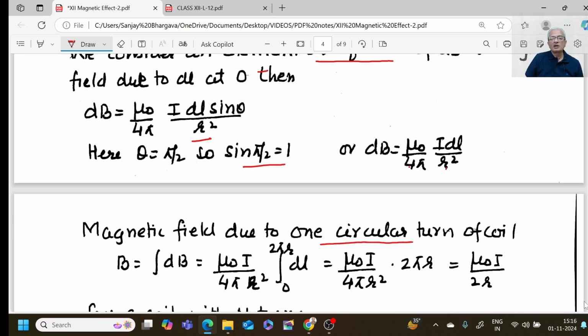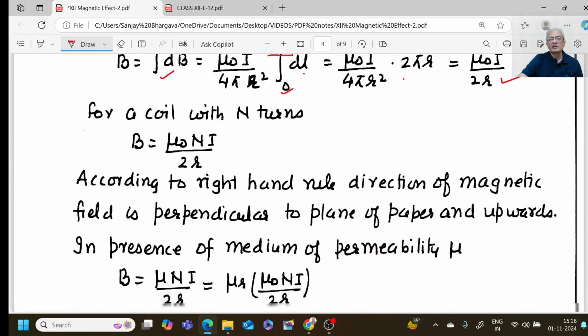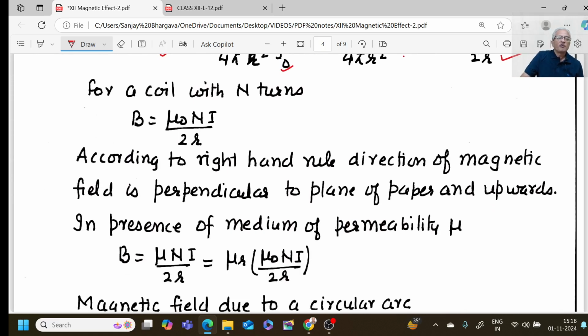Magnetic field due to one circular turn of the coil. कॉइल के एक सर्कुलर टर्न के कारण मैग्नेटिक फील्ड B would be equal to integration of dB. Mu 0 I upon 4 pi r square is a constant, so integration of dl, and the minimum value of dl is 0 and the maximum value is equal to the circumference. So mu 0 I upon 4 pi r square into 2 pi r, so I get the result mu 0 I upon 2r. If the coil has n turns, then this field would be multiplied by n to obtain the resultant field. So that is what we have written. For a coil with n turns, B would be equal to mu 0 Ni upon 2r.